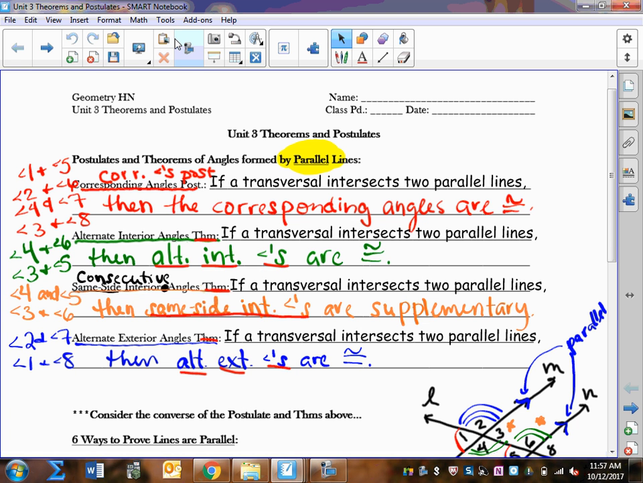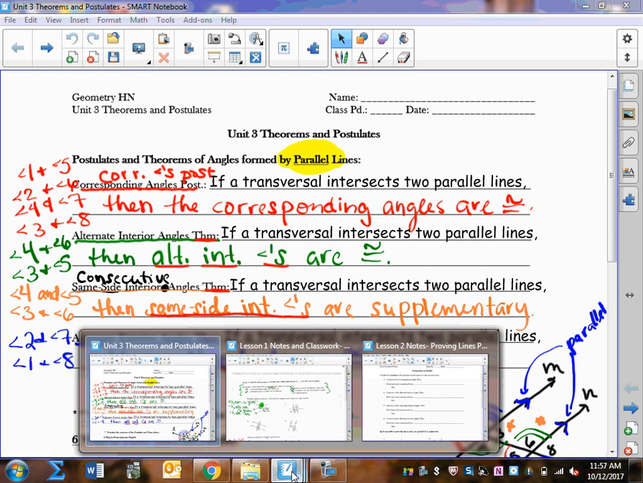Now, again, we talked about how we have these special angles regardless of whether or not the lines are parallel, but when the lines are parallel, then we can say that they're congruent or supplementary. Today what we're looking at is the converse of each of these. And is the converse true or not? So let's take a look at our notes.